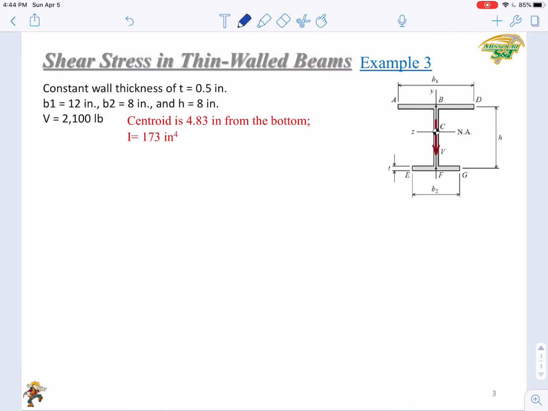Then we will examine the second point, point C. Point C is the centroid. At point C, again, we just need to find QC. We need to find QC. But let's draw this cross section again here.